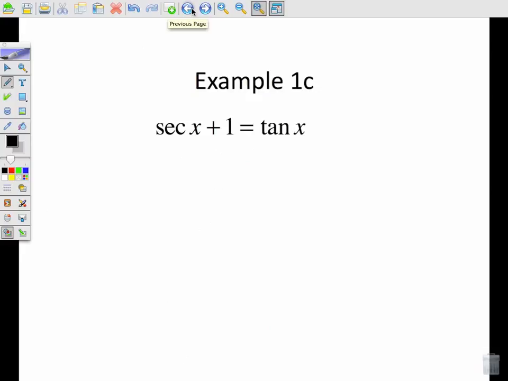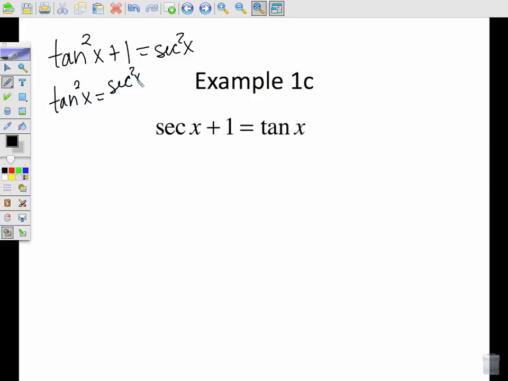All right, looking at the third example, 1c, you can see here we've got secant and we've got tangent. We are not able to directly substitute one for another. However, there is a Pythagorean identity that says this: tangent squared x plus 1 is equal to secant squared. If I can somehow get tangent squared here, then I'd be able to substitute tangent squared as secant squared x minus 1. So that's what my goal is.